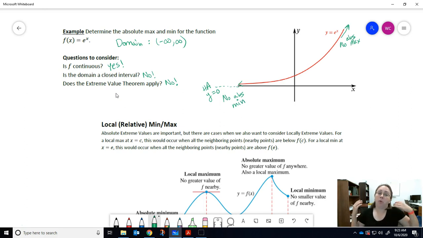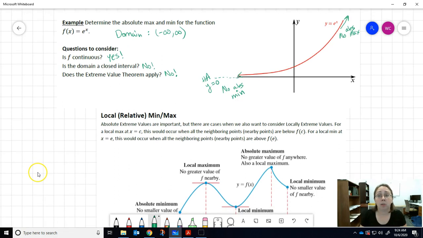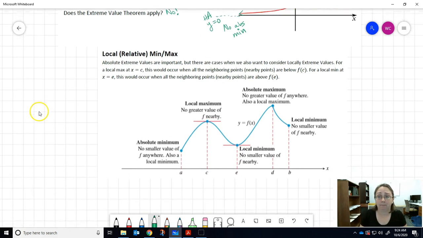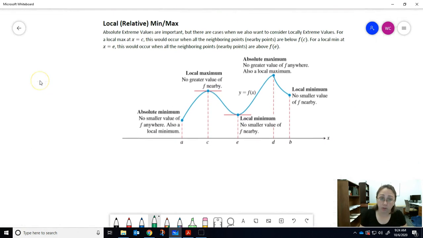All right, so extreme value theorem is awesome because it can guarantee something, but if it doesn't apply, you still have to look at your function and analyze it on its own to determine if it has absolute max or min. So those are absolute max and min. We also have things called local or relative min and max. So absolute extreme values are important, but there are cases when we want to consider locally extreme values.